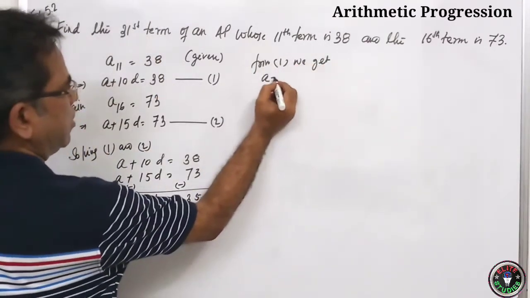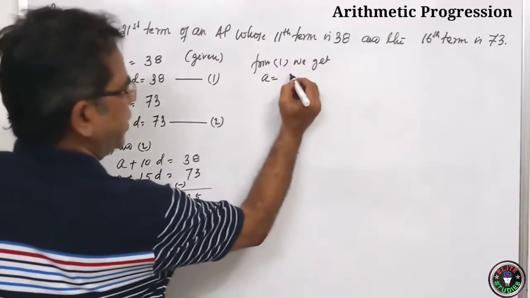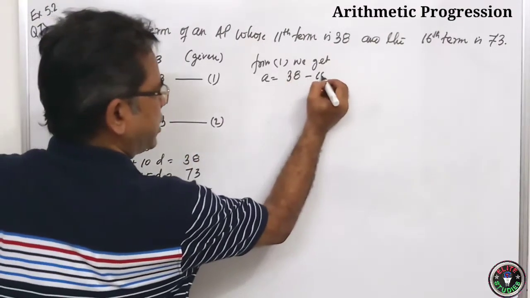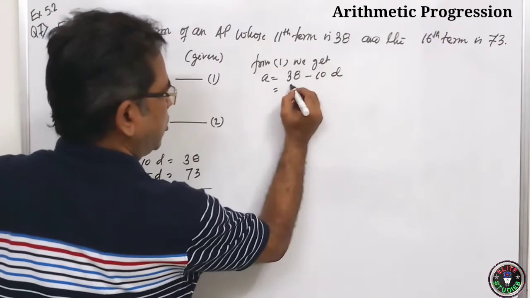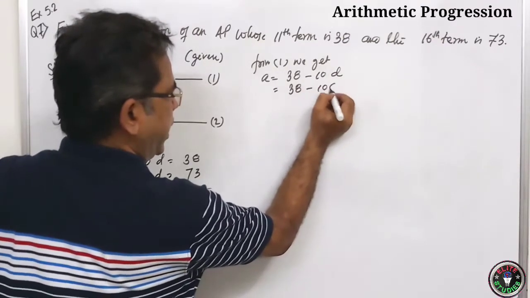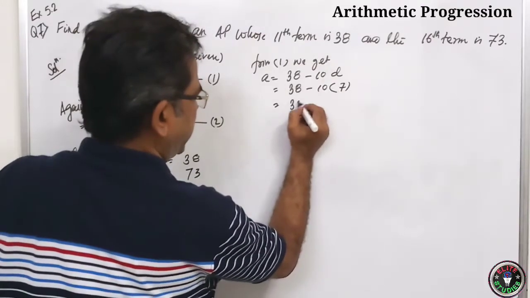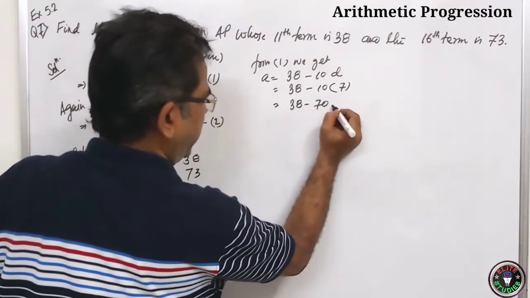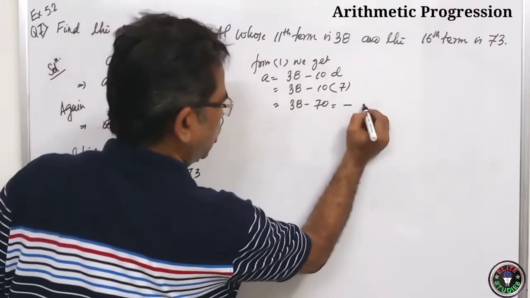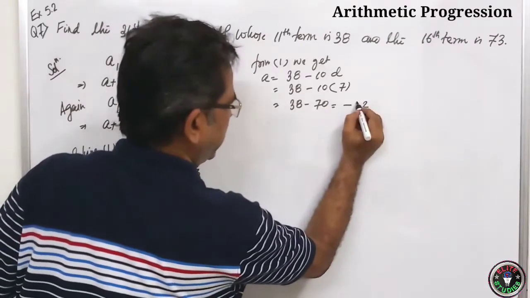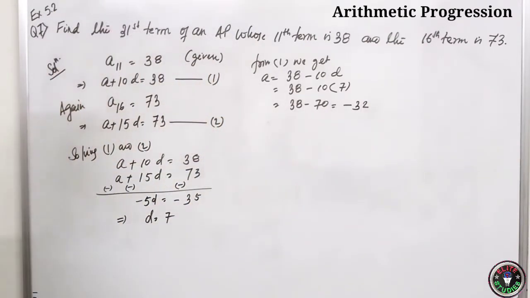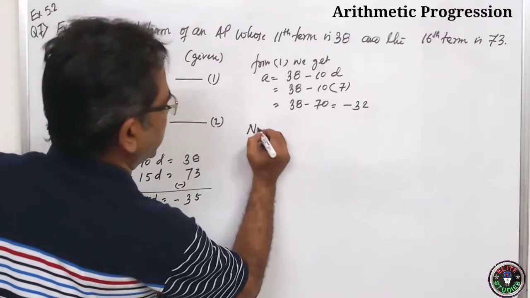equal to how much? 38 minus 10D. So it is equal to 38 minus 10, D is how much? 7. So it is equal to 38 minus 70. So it is minus 32. We got A. Okay. Now we want to get the value of A31.